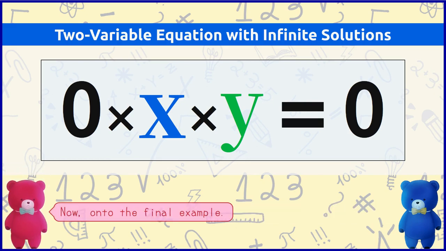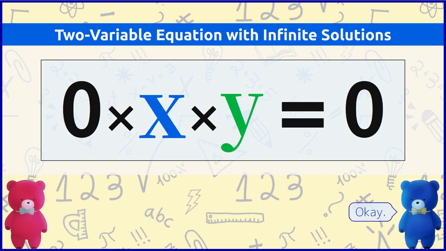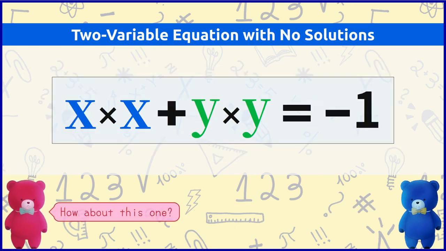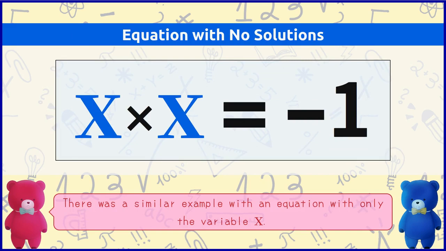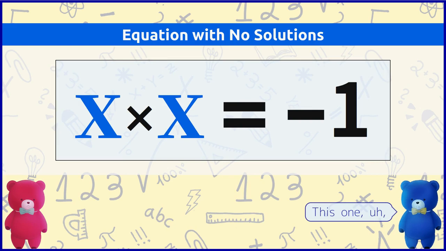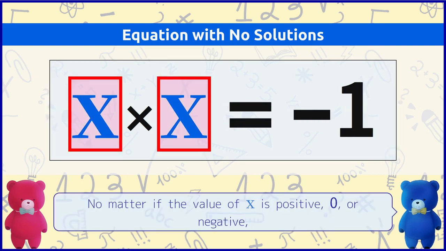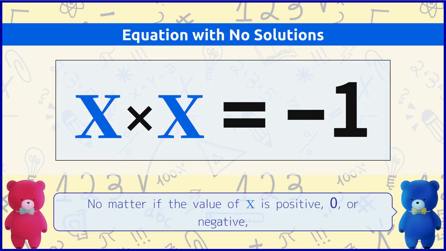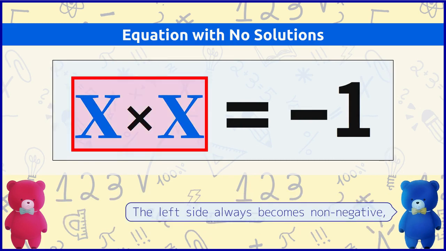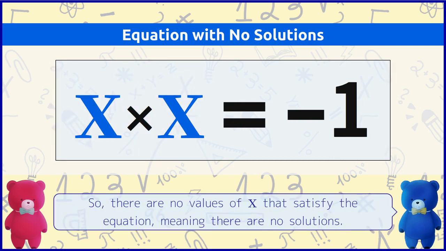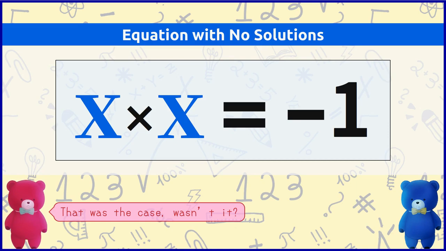Now onto the final example. Okay. How about this one? There was a similar example with an equation with only the variable x. This one though. No matter if the value of x is positive, 0, or negative, the left side always becomes non-negative. So there are no values of x that satisfy the equation, meaning there are no solutions. That was the case, wasn't it?